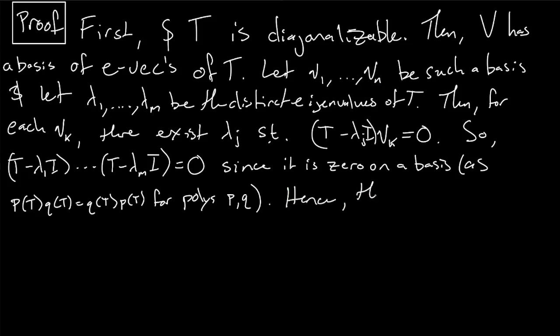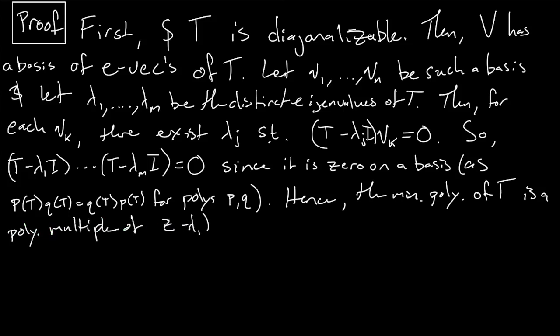Hence, the minimal polynomial of T is a polynomial divisor of (z minus lambda 1) through (z minus lambda m). That is, if you plug in T to this polynomial, it zeroes it out. So, whatever it is, the minimal polynomial has got to divide it. Oh, okay, cool. Now, in fact, it is exactly the minimal polynomial.